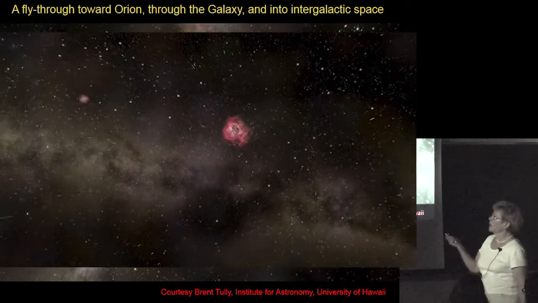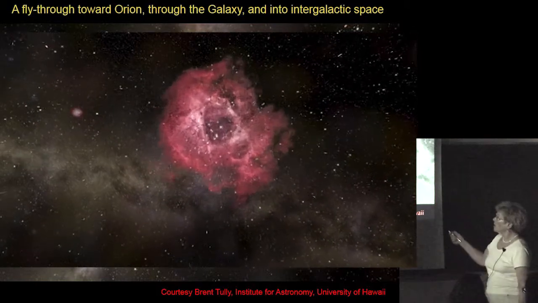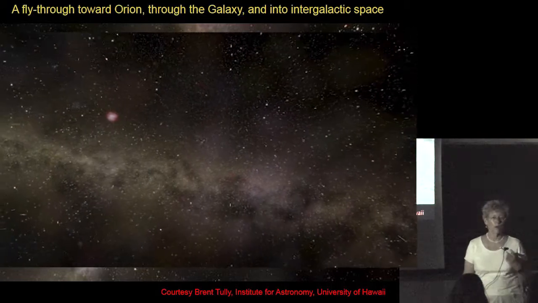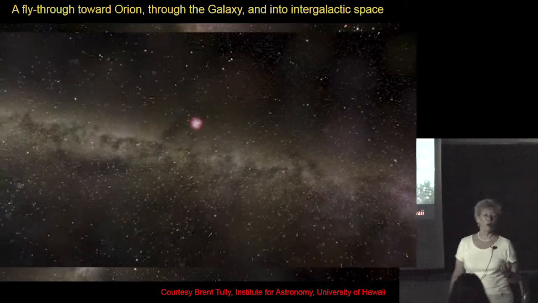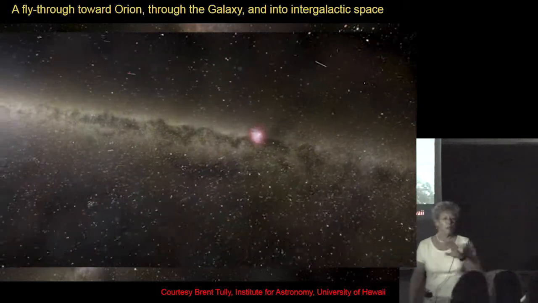Here we are. We're flying through another one here. This is the Rosette Nebula, and in the nebula here, you can see the bright stars at the center that are lighting up that cloud. And now there is another nebula on the horizon. It's this one here. But this object is completely different.